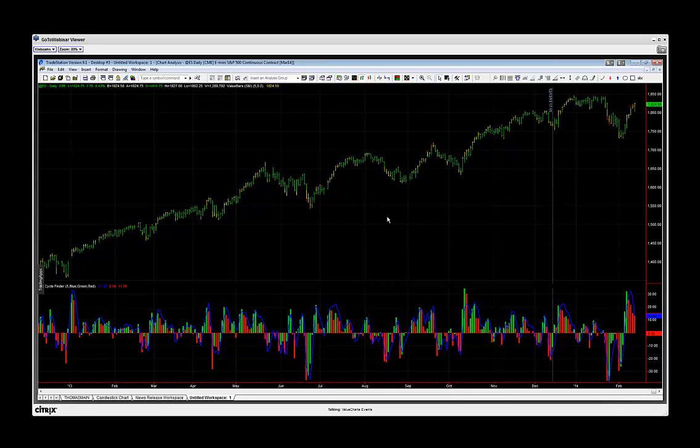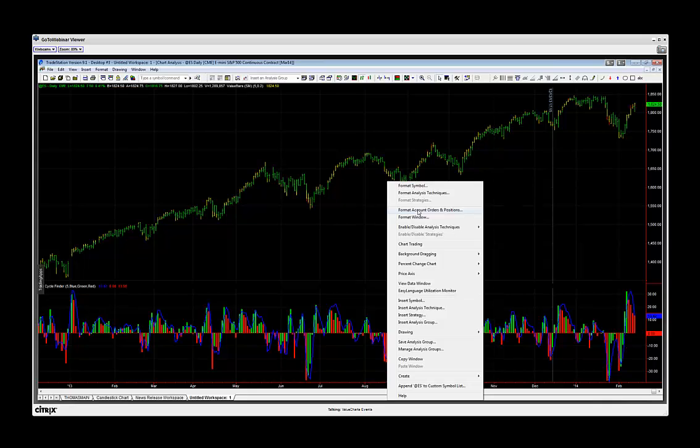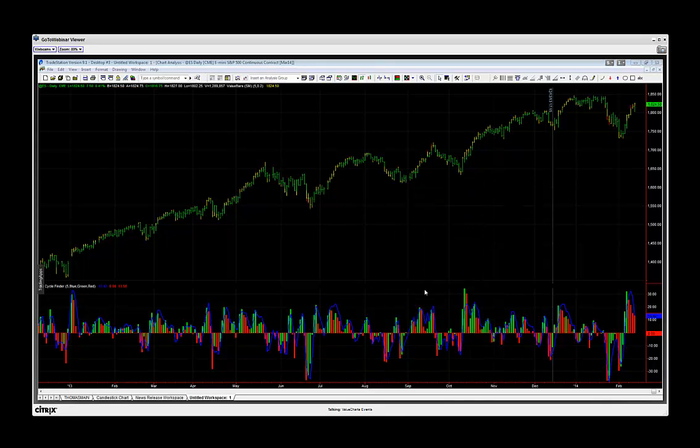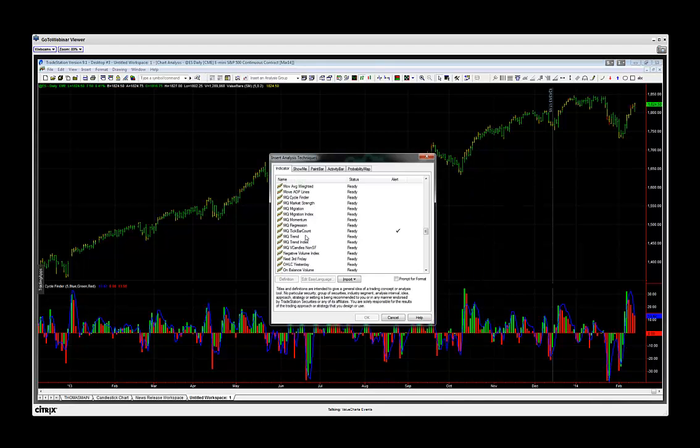Let's go ahead and move on to the next MQ indicator. And again, I'll go back and answer all the questions once we get through the rest of the indicators.